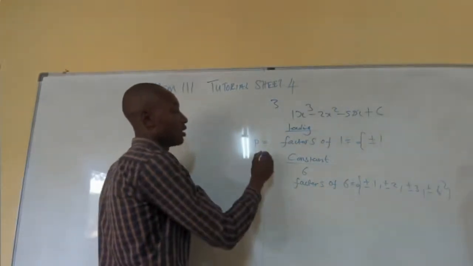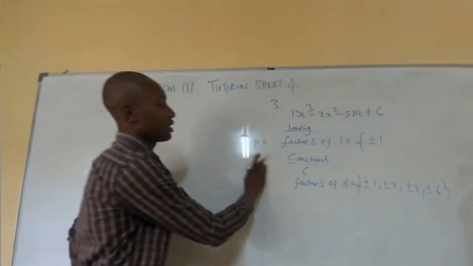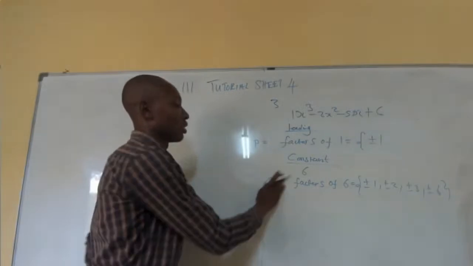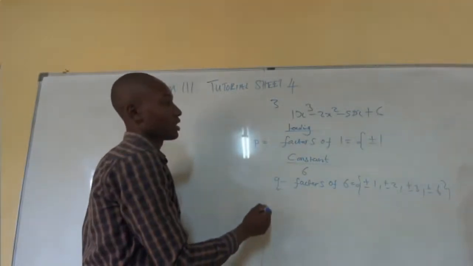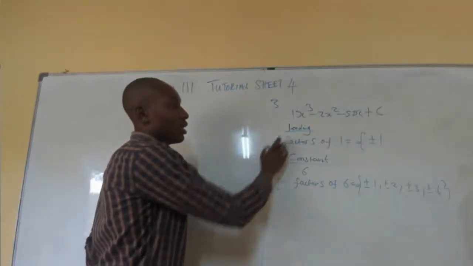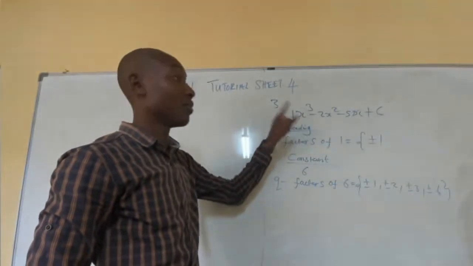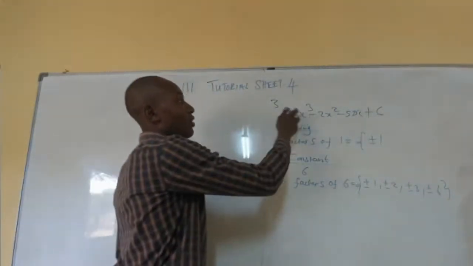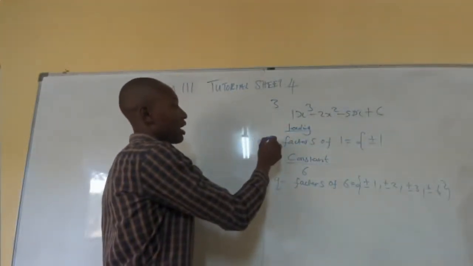So we're saying the factors of the constant, we're calling them Q. That's Q, not QX, Q. Then we have the factors of the leading. When we say the leading, we're talking about the coefficient of the highest powered variable in the polynomial. So in this case, the coefficient here is 1. So here we're calling this P.